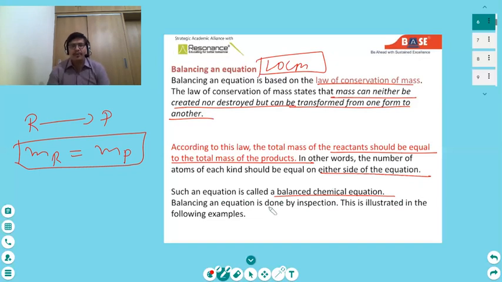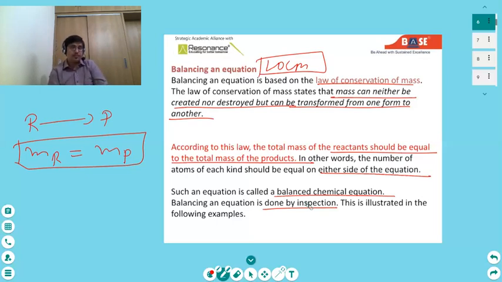So balancing of an equation is done basically by hit and trial method, or inspection. You just see and balance it. So there are various methods. In 10th standard, you would have read about the hit and trial method. When you come to the redox reaction chapter, we will teach you 2 more methods there.